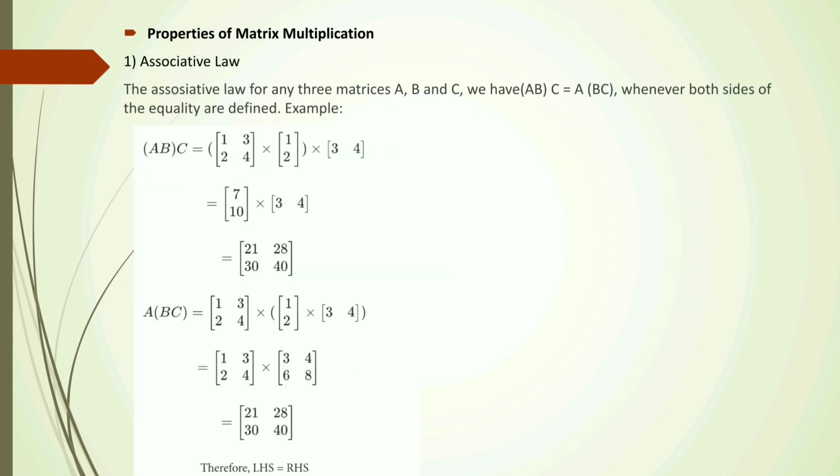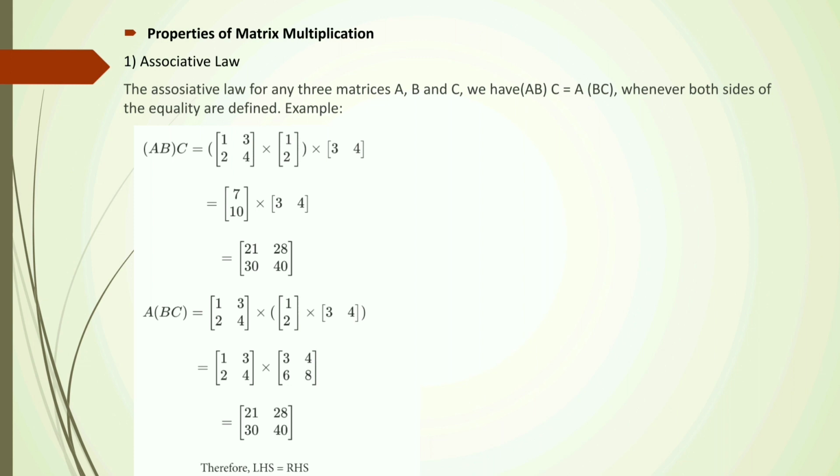Now next we see properties of matrix multiplication. The first one is associative law. The associative law: for any three matrices A, B and C, we have (AB)C equals A(BC), whenever both sides of the equality are defined. For example, now here A equals [1 3; 2 4], B equals [1; 2] and C equals [3 4].